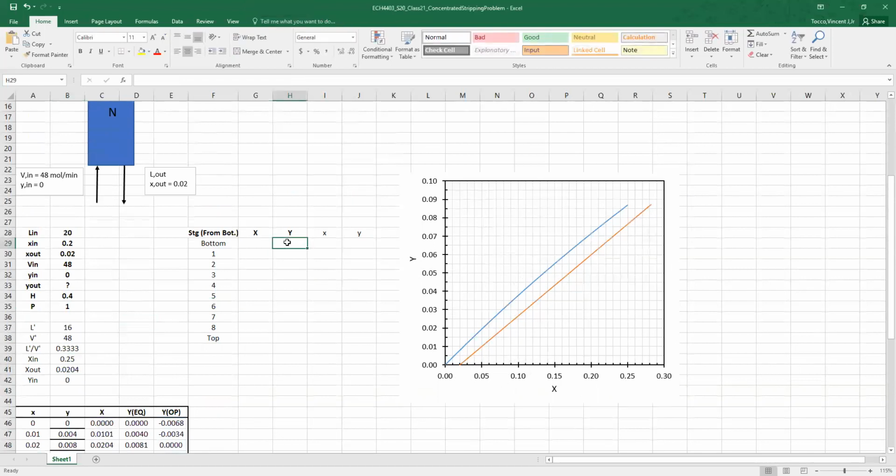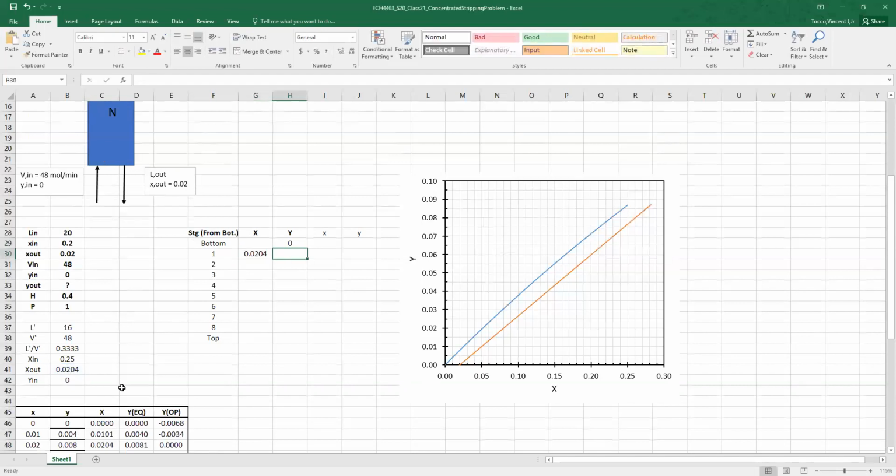So on my table here, notice I've numbered these stages a little bit differently than I typically do. I'm numbering them from bottom to top, which is against the typical convention that we use. But I'm doing that because I don't know what number stage n will be, because I'm starting at the bottom of the column, because I know both y in and x out. So y in is equal to 0. So in this cell, y from the bottom is going to be equal to y in, which is going to be 0. And x out, which is synonymous with x of n, or x from the bottom stage, is equal to 0.0204.